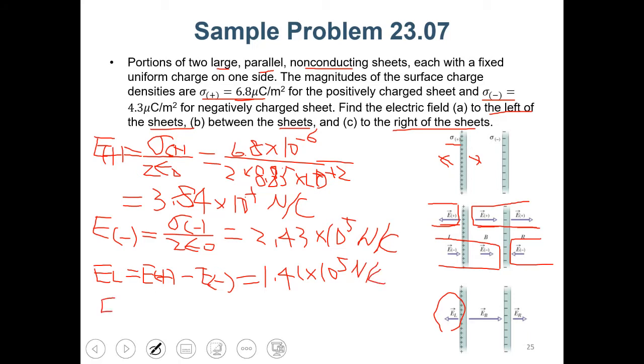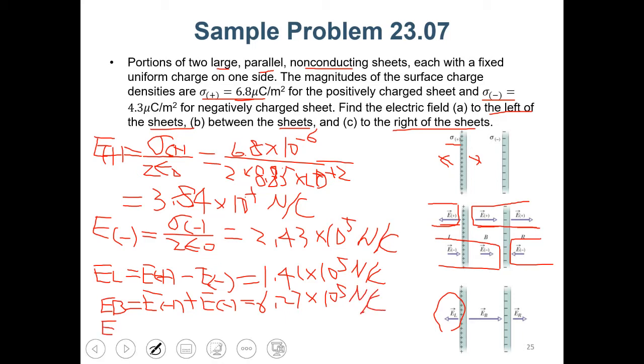And for E between, we will have E plus plus E minus, because they have the same direction, right? E plus plus E minus. So the answer will be 6.27 times 10 to the 5th power Newton per Coulomb.